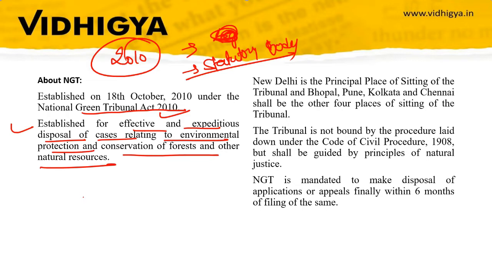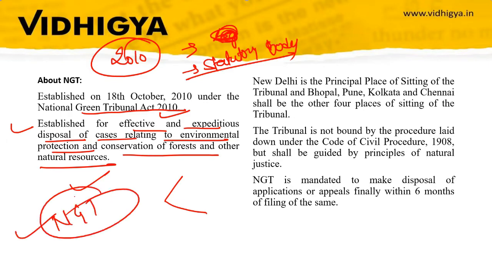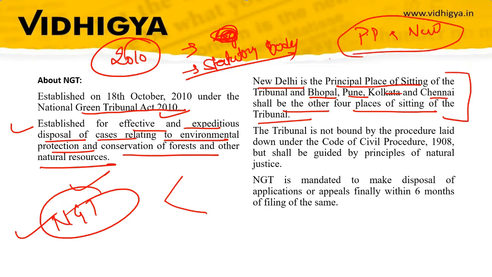This is a type of court which is specialized in a particular field. The cases that will come to the NGT will be related to environmental protection and conservation of forest and other natural resources. That's why it is known as National Green Tribunal. New Delhi is the principal place of sitting, and Bhopal, Pune, Kolkata, and Chennai shall be the other four places of sitting of the tribunal.